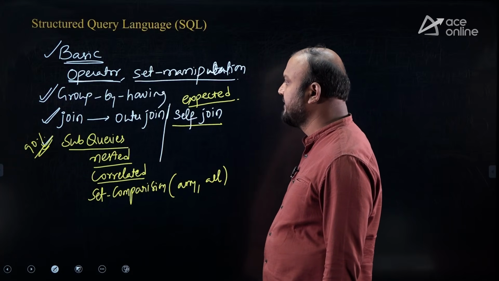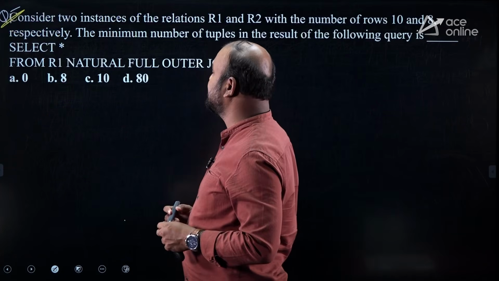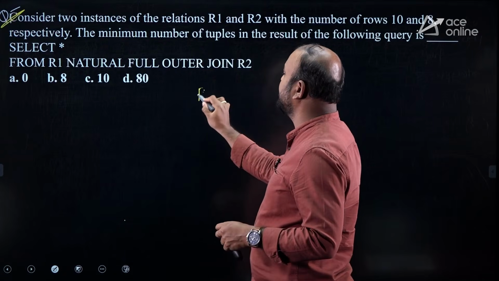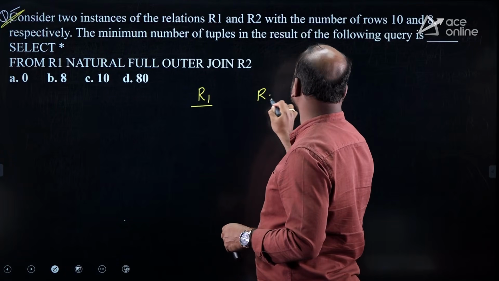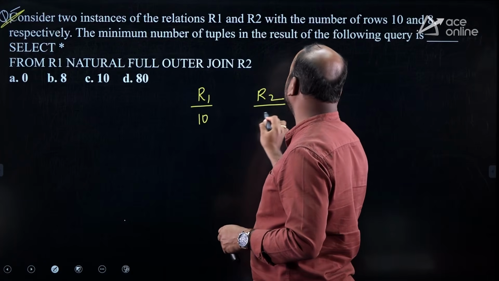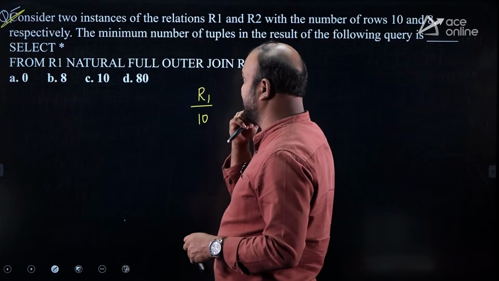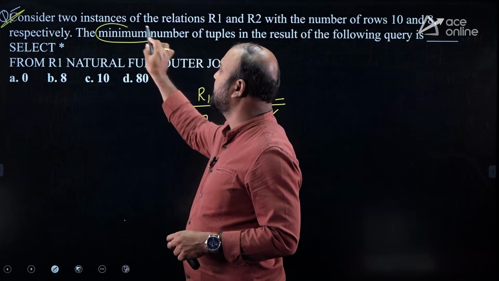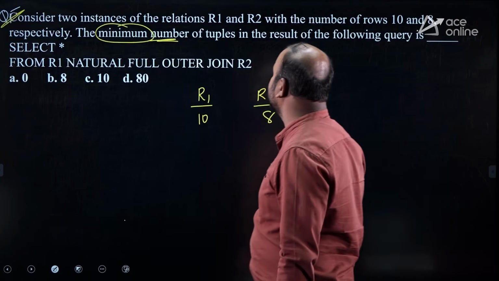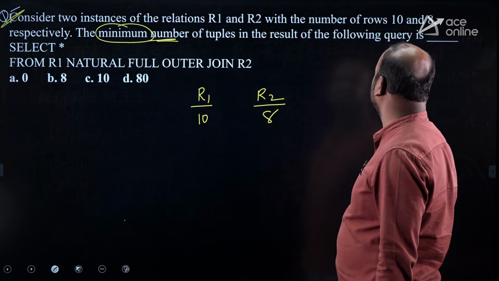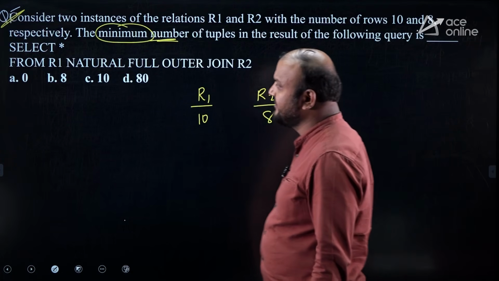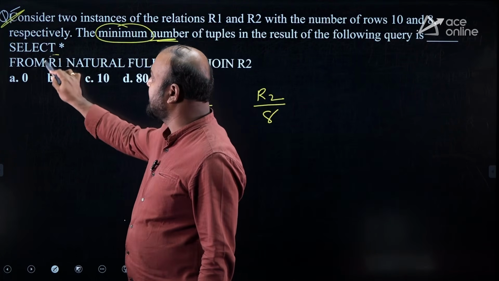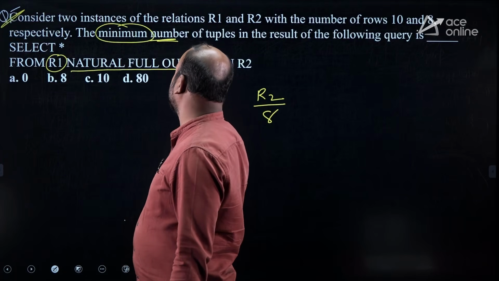Any, all. Fine. Consider 2 instances of the relations R1 and R2 with number of rows 10 and 8 respectively. The question is about the minimum, not the maximum. The question is about the minimum number of tuples in the result of the following query. What is the query? Select star from R1 natural full outer join. Okay.